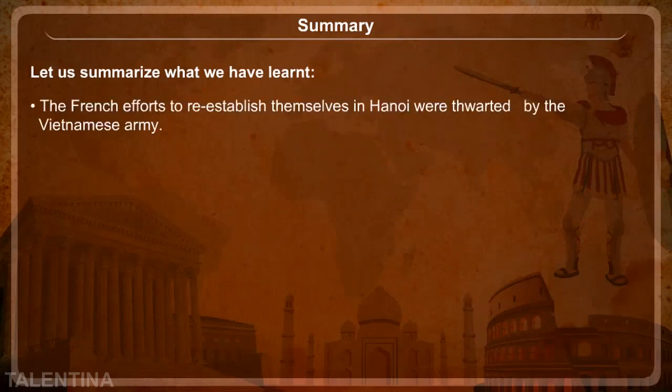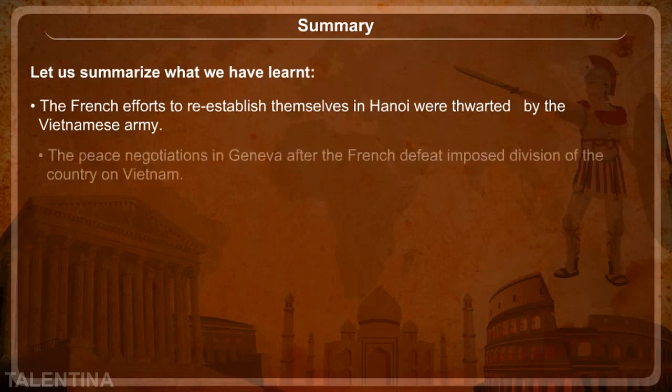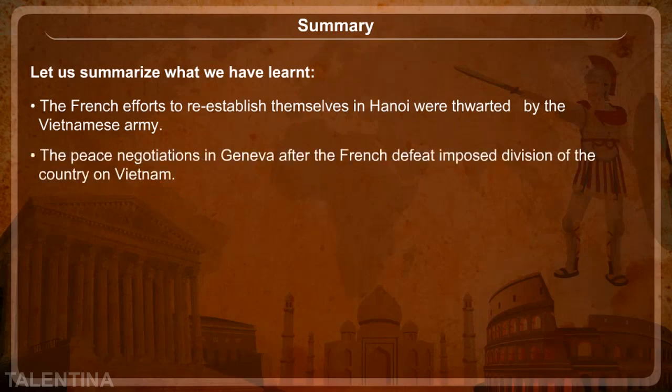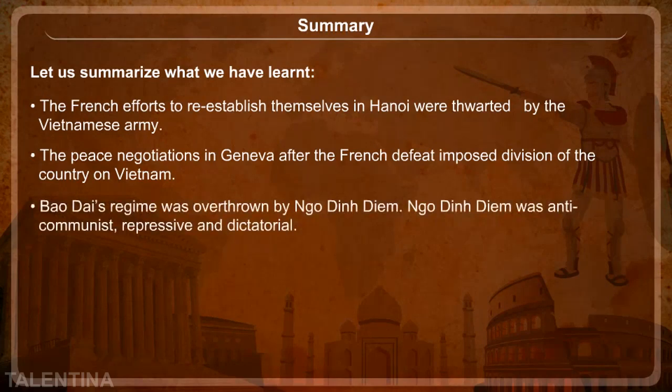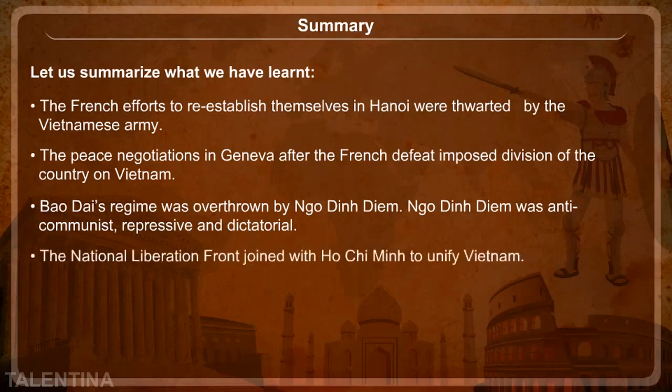The French efforts to re-establish themselves in Hanoi were thwarted by the Vietnamese army. The peace negotiations in Geneva after the French defeat imposed division of the country on Vietnam. Bao Dai's regime was overthrown by Ngo Dinh Diem. Ngo Dinh Diem was anti-communist, repressive, and dictatorial. The National Liberation Front joined with Ho Chi Minh to unify Vietnam.